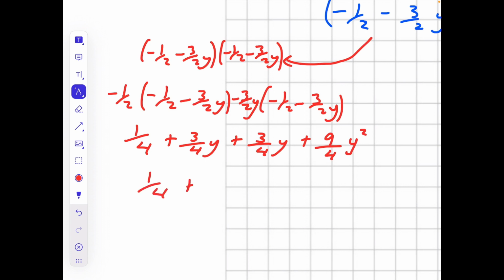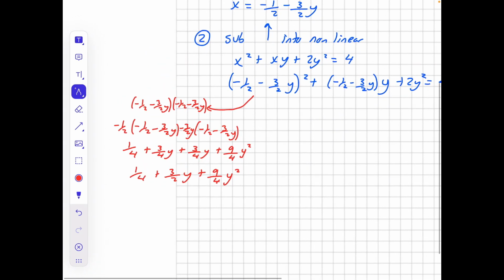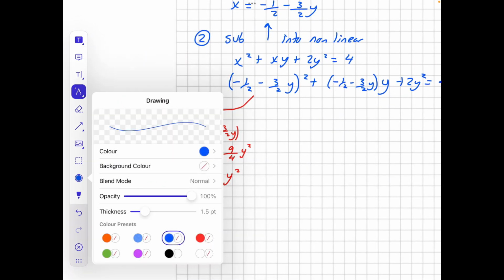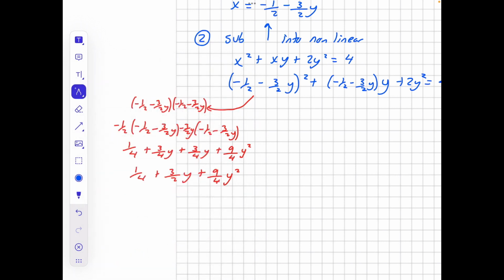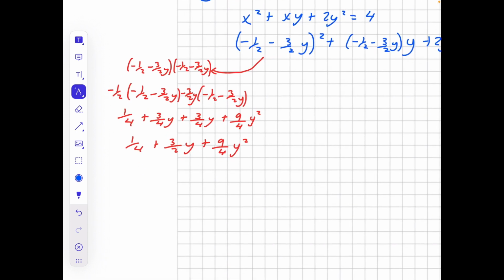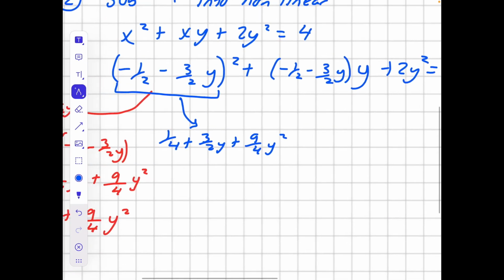Okay, tidy that up. That's going to give me 1 over 4 plus 3 over 4 plus 3 over 4, which gives plus 3 over 2y, plus 9 over 4 y squared. What to keep in mind here is this is no more difficult than if they were nice numbers, if you take your time with it and are just that little bit more careful. So instead of writing this bracket here, I can write that as 1 over 4 plus 3 over 2y plus 9 over 4 y squared.